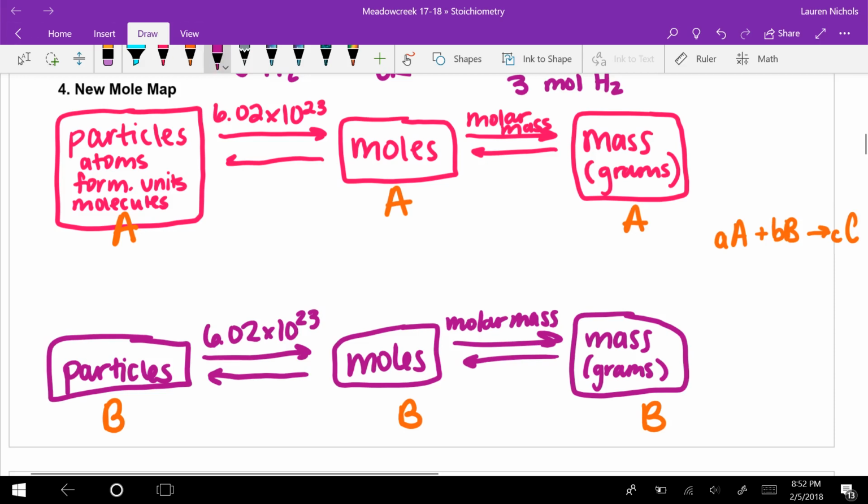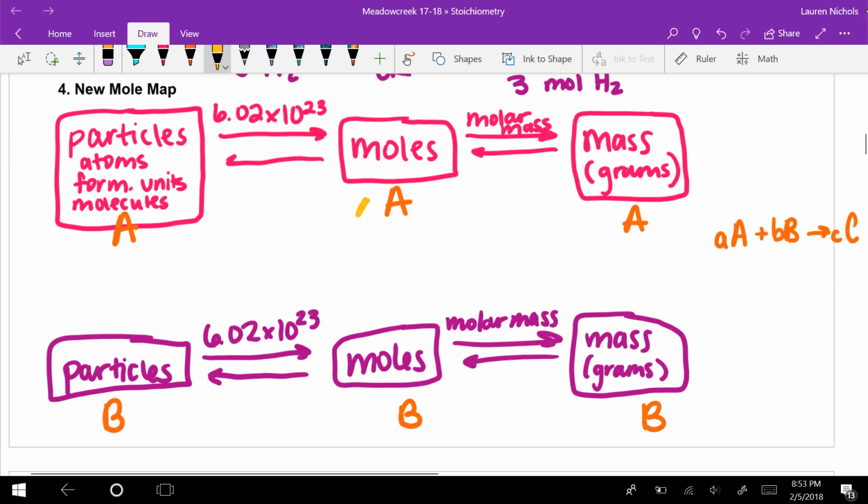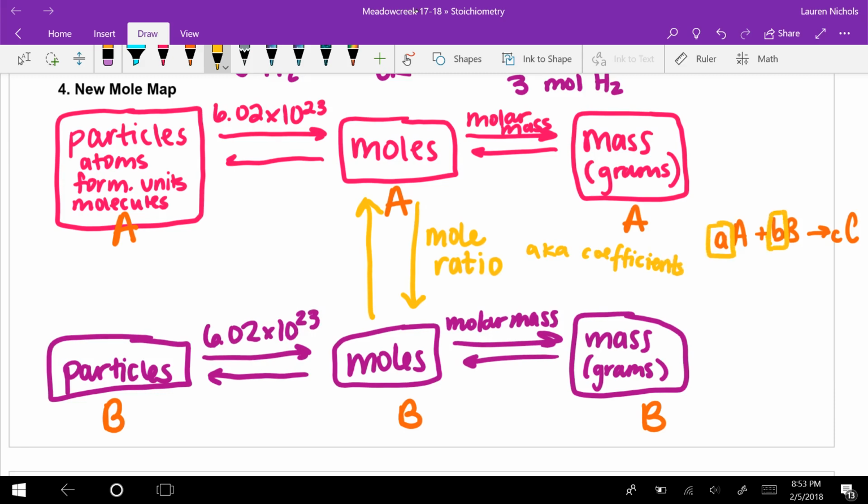And so what that means is that we have a relationship. We have a third arrow that is going to connect these two things, and it's through our mole ratio, which we learned how to get in our last video. So our mole ratio, aka coefficients, would be these in this fake equation that we wrote. So we can now start anywhere on the map, and we can go to any other place.